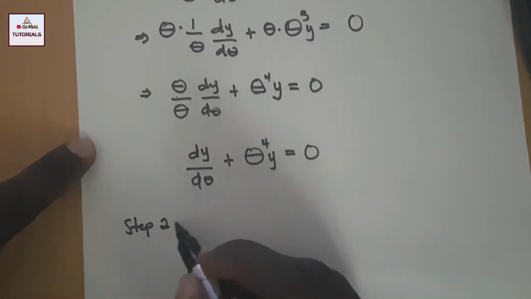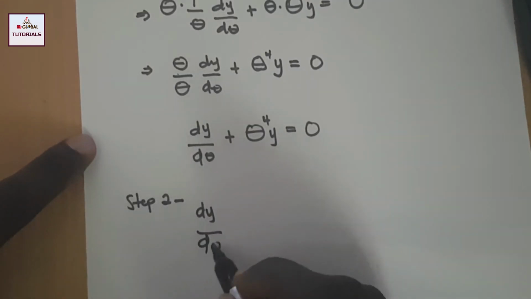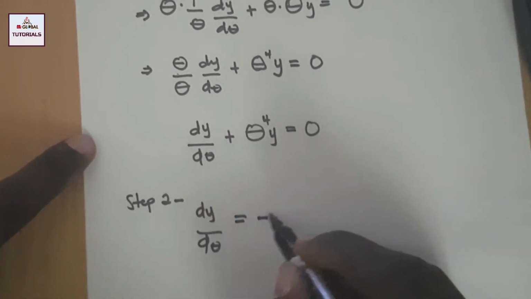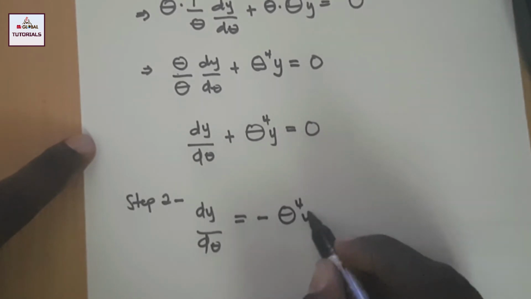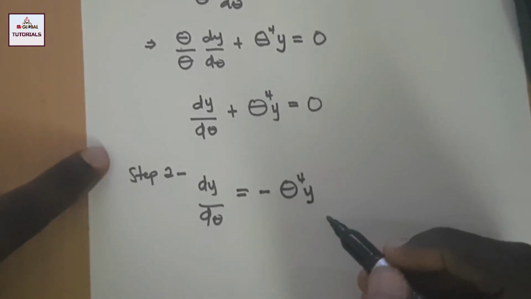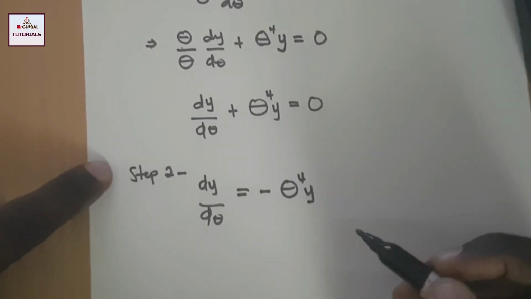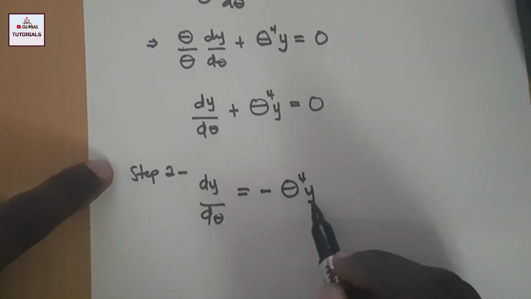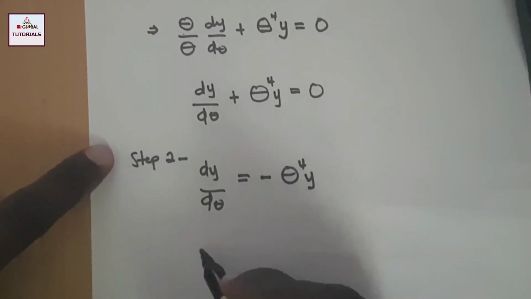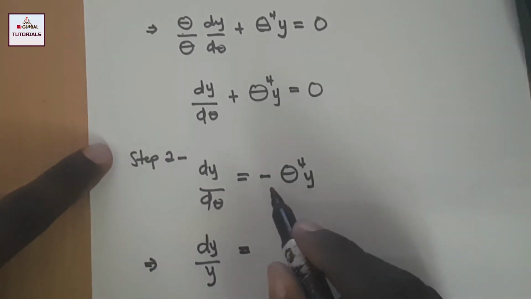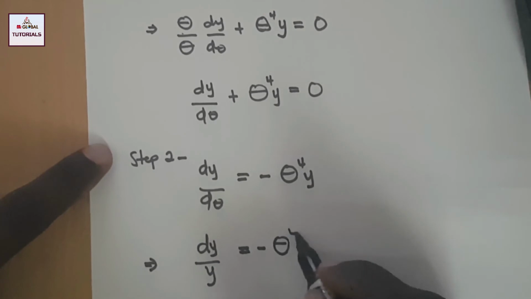We need to rearrange dy over d theta equal to, we bring this one to the right side, making it negative theta to the power 4 y. At this point, we need to multiply and divide. For dy over d theta, we need to multiply through by d theta and divide through by y, so that we get dy over y equal to minus theta to the power 4.